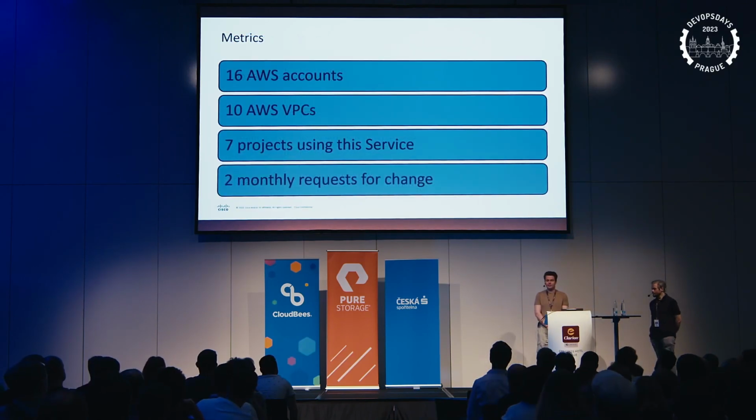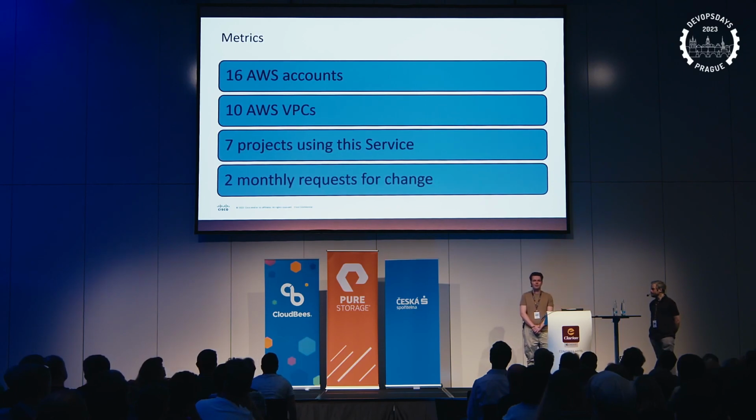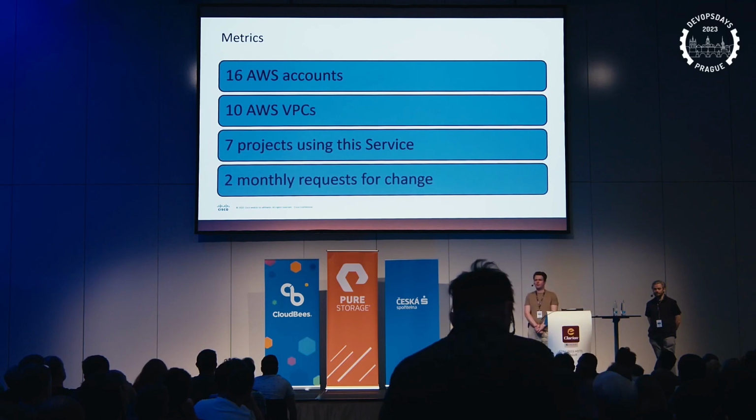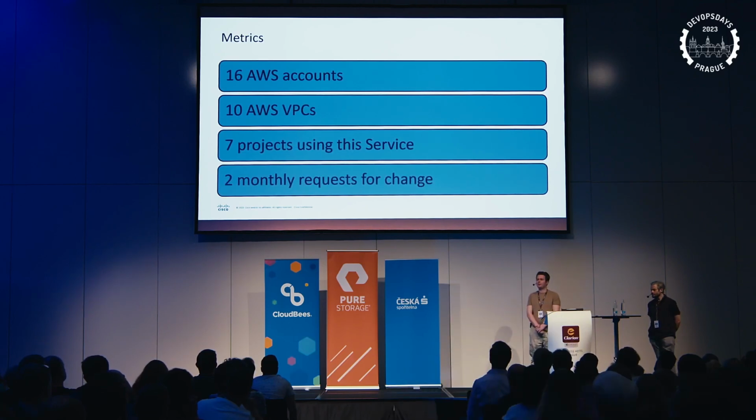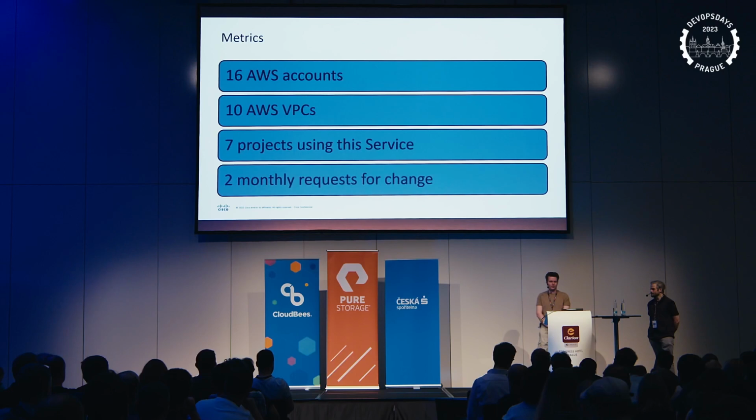Sorry. So there are some metrics. We currently have 16 AWS accounts, and not every account has a VPC, so that's why we have 10 VPCs. We have 7 different projects using this service as a service, and there are just about 2 monthly requests for change. So that's from the metrics.